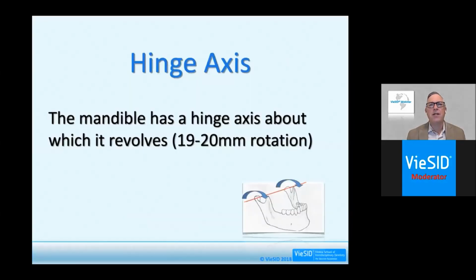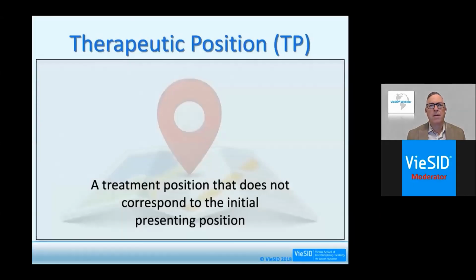Hinge axis is a geometric definition which is applicable to any rotating body in space. It's always present in a rotational body, and if there's pathology, the hinge axis in the temporomandibular joint can move away from the joint and be difficult to reproduce. If the joint's healthy, it's typically related to the condyle and is reproducible. Therapeutic position is a treatment position that does not correspond to the initial presenting position. This position, if desired, is determined through careful review of our diagnostic findings.